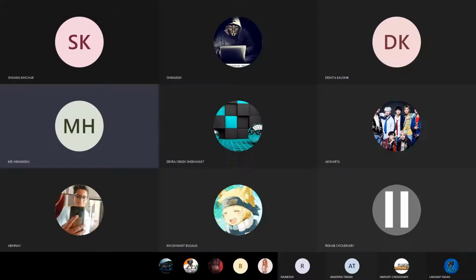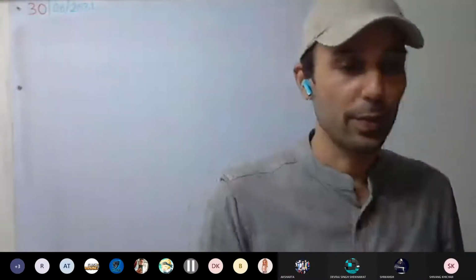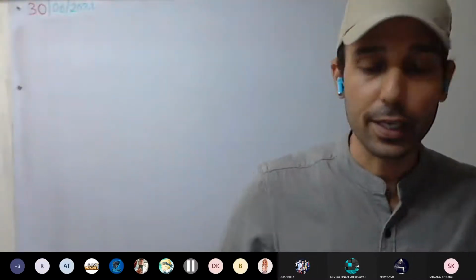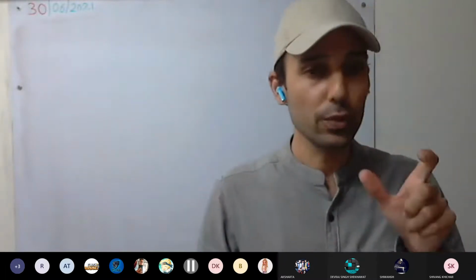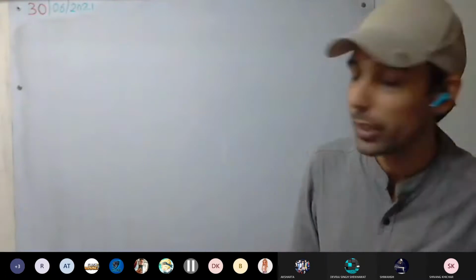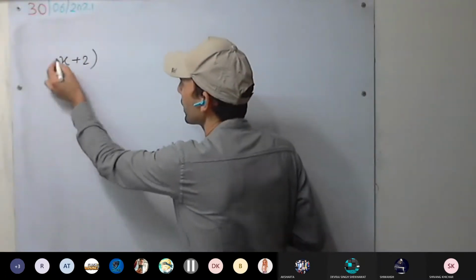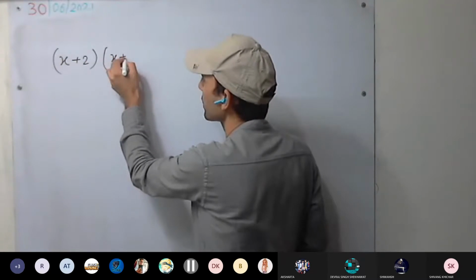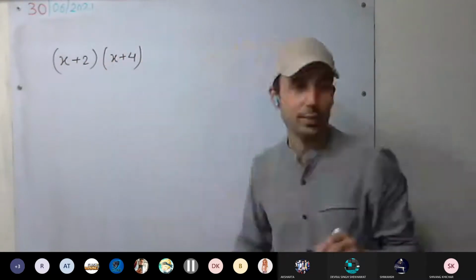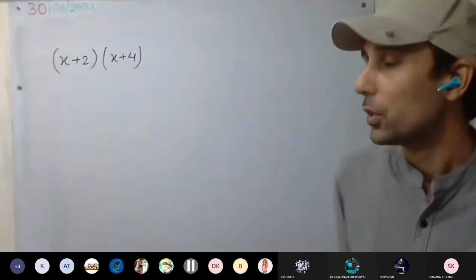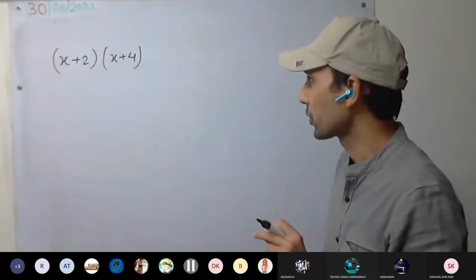Now we'll be multiplying a binomial and a trinomial with a monomial, and now we'll be multiplying a binomial with a binomial. That is an expression having two terms multiplied with an expression having two terms. So for example, you have x plus 2 being multiplied with x plus 4. Is this clear? Here we'll be discussing two methods.